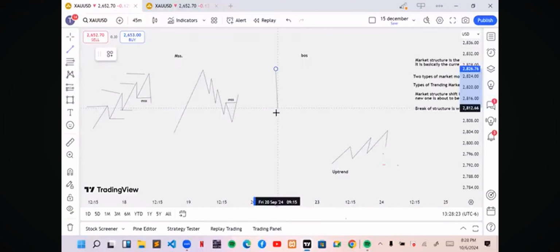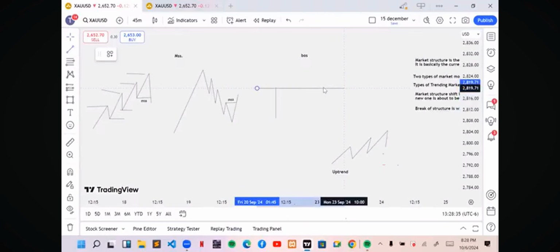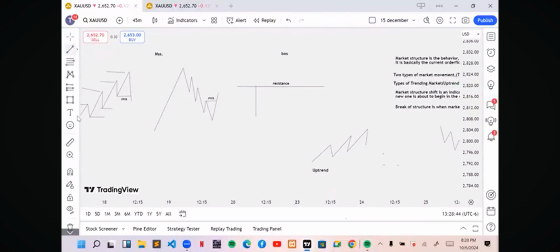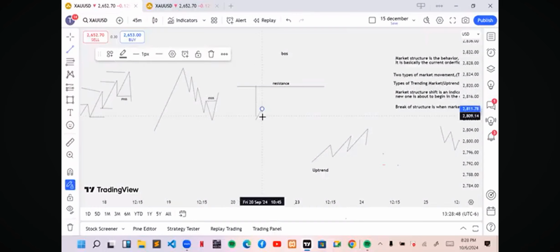Let's say this is a resistance level in the market. This is a resistance zone, so our market has resistance. And then price happens to be on an uptrend, which is the market making a series of higher highs and higher lows, higher highs and higher lows, higher highs and higher lows. Something like this will happen.